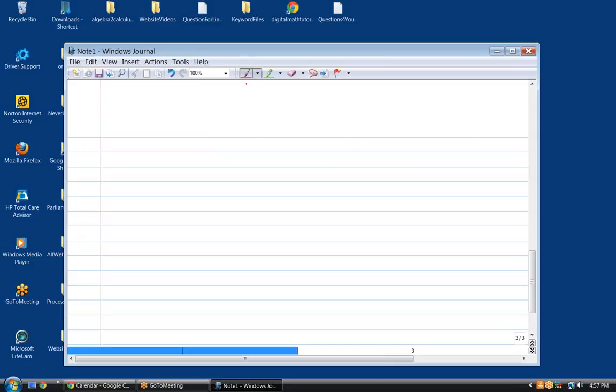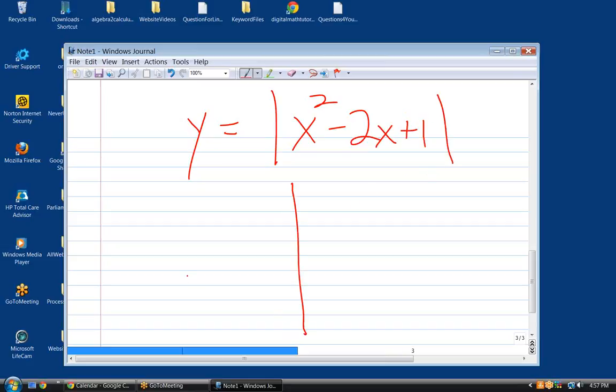See if I can think of anything else that's like absolute value. Yeah, let me give you one. Hold on a moment. If I were to graph this, it would go, hold on.